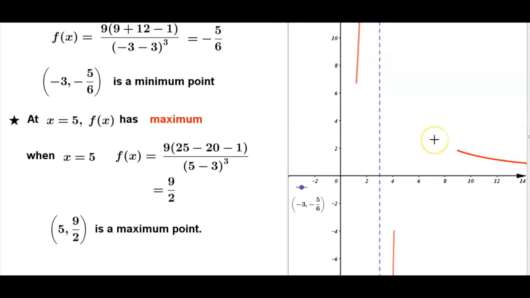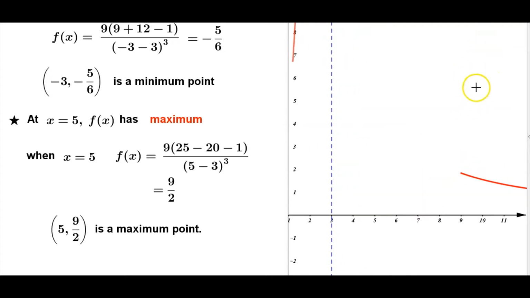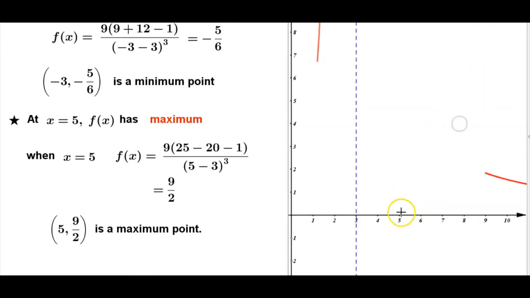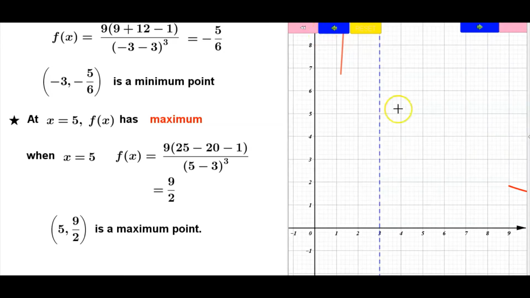5, 9 by 2, maybe here, 5. 9 by 2 is 4 and a half, 4 and a half here. Might be here, the maximum point.